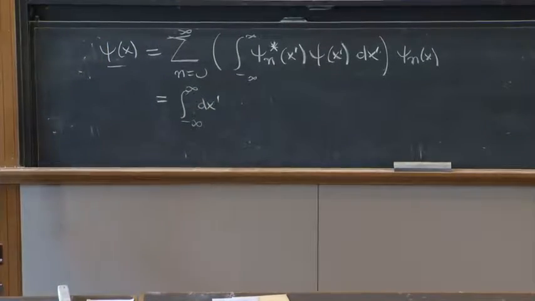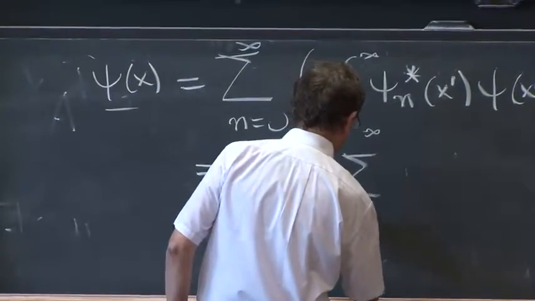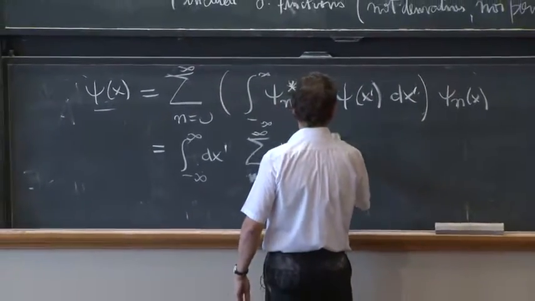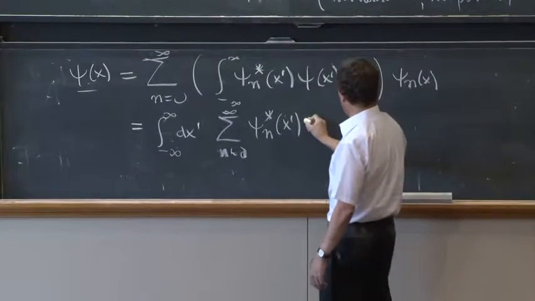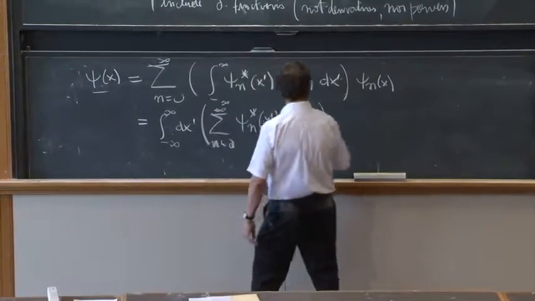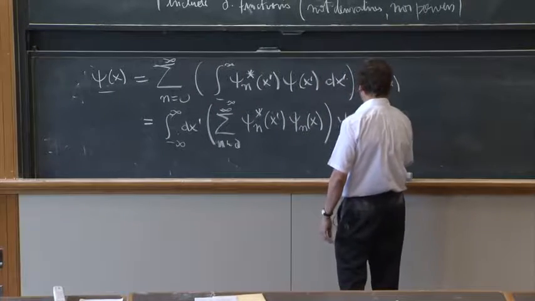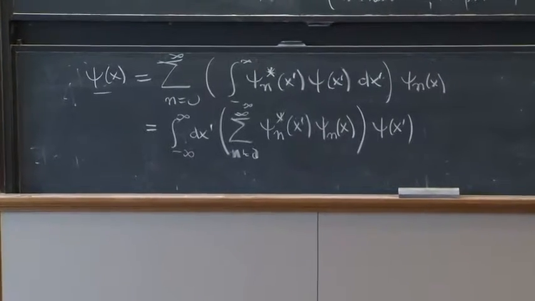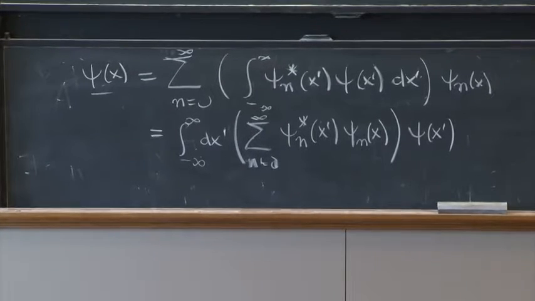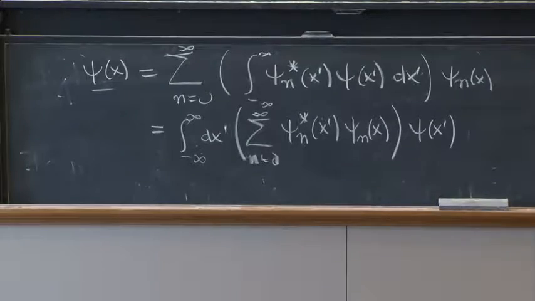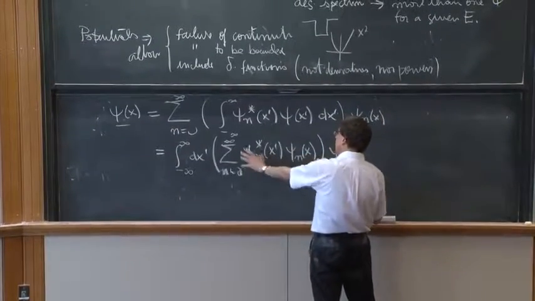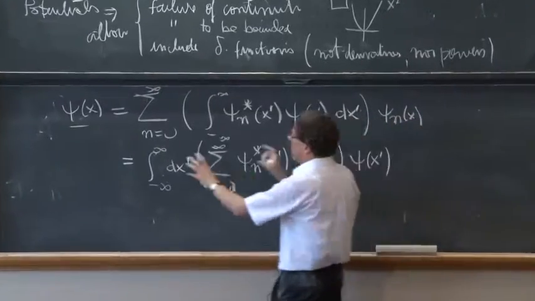I'll write like this, the dx prime, and now I'll put the sum here, n equals 0 to infinity of psi n star of x prime, and I'll put the other psi here as well, the psi n of x over here. I'll put a parenthesis, and finally the psi of x prime here. So now it's put in a nice way. And it's a nice way because it allows you to learn something new and interesting about this. And what is that? That this must be very peculiar function, such that integrated against psi gives you psi.